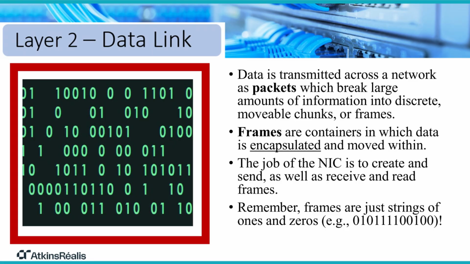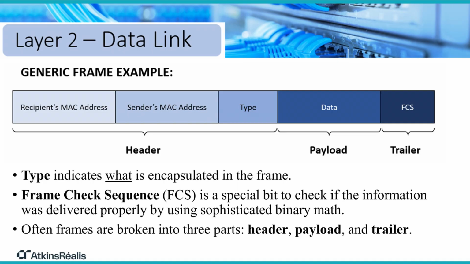All day long. And the structure of that frame is very strict. It's got 3 main parts. First is the header, and the header is critical. It contains the recipient's MAC address, the sender's MAC address, and the type. The type as in what kind of information is inside? Is it web data? Is this something else?